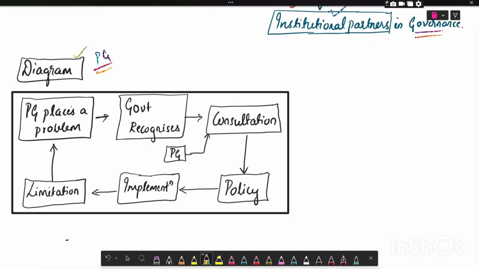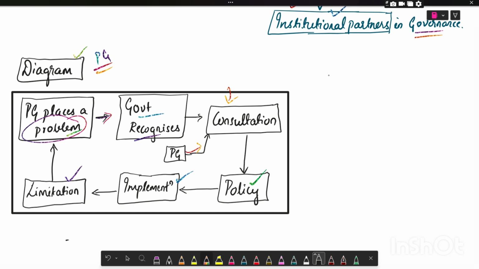You can start with: pressure groups raise a problem, government recognizes it, they take consultation from the pressure groups and other stakeholders, and there is policy formulation and implementation. And again, the pressure groups identify the limitations, that is the problem, and this cycle continues.